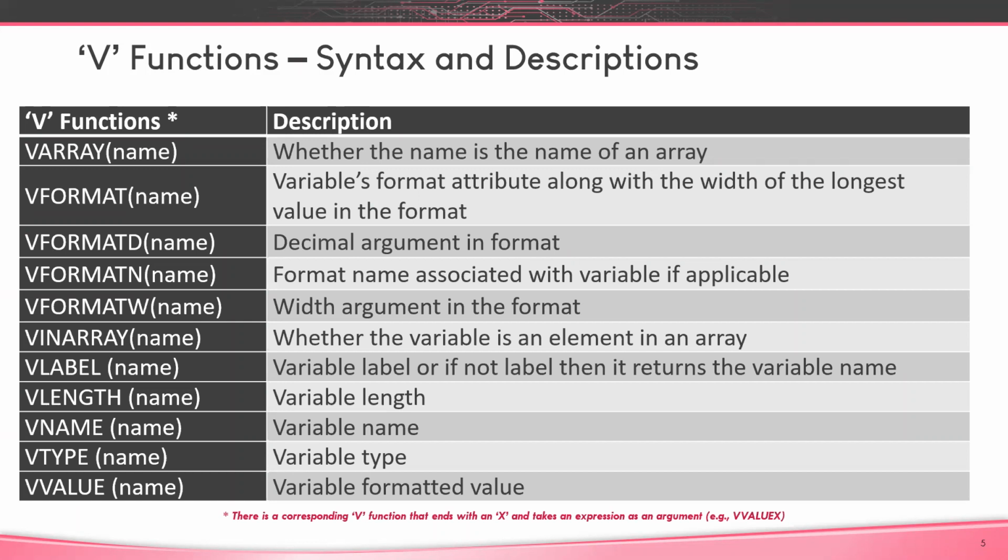For each of the V functions, there is a corresponding function that ends with the letter X, which is that little statement at the bottom. The difference between the two is that the ones that end in the letter X assess an expression, and that expression is used to create a variable. We'll actually show an example of this. The ones that do not end in an X take either a variable name or an array element.